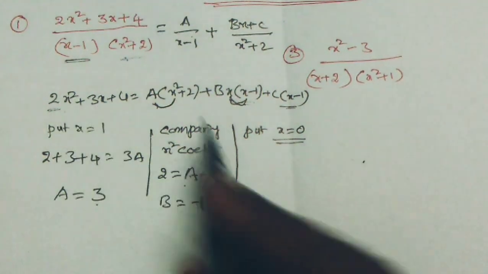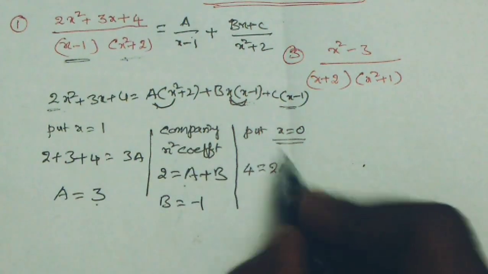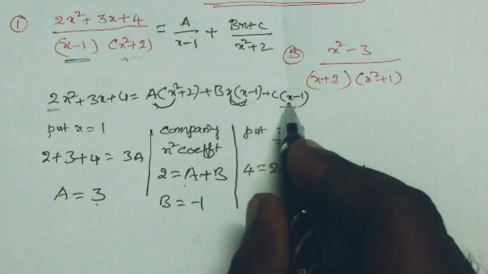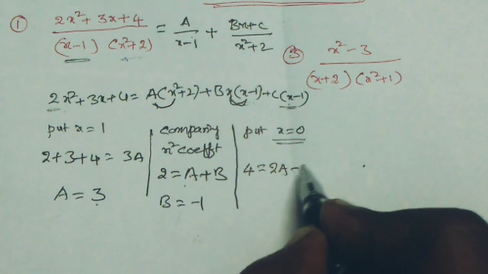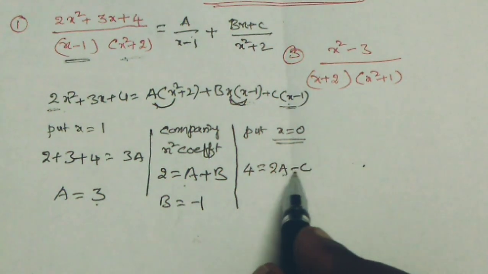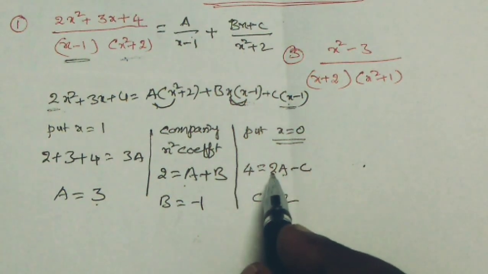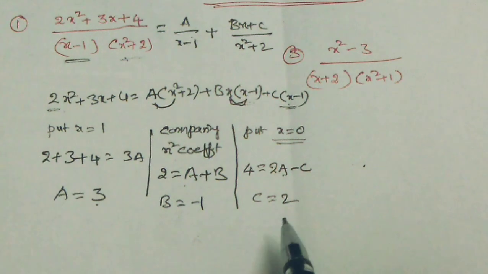So when x = 0, LHS is 4, RHS is 2a, this becomes 0, and this becomes c into −1, that is −c. Since a = 3, 6 − 4 is 2. c = 6 − 4, that is 2.